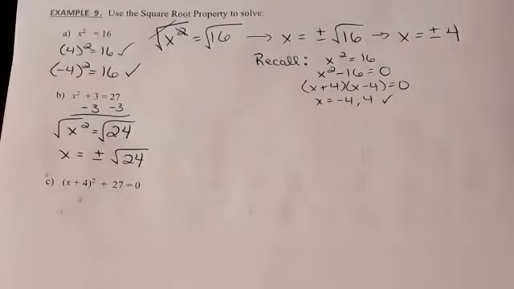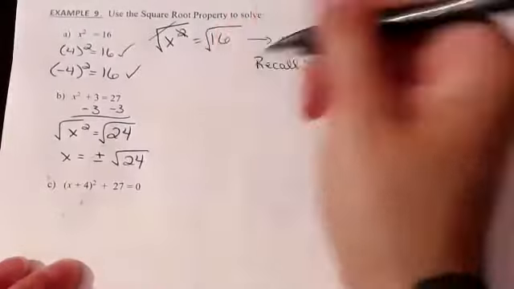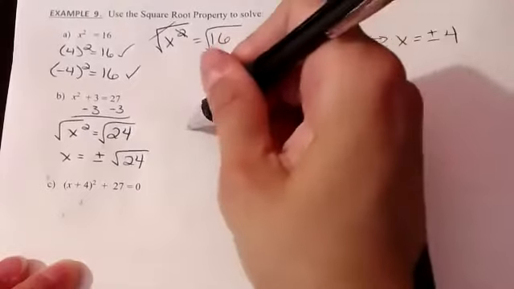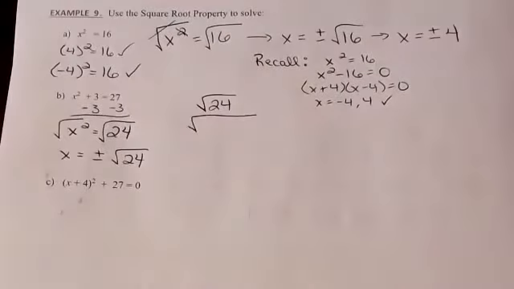But square root of 24, we don't have a perfect square for 24. We could simplify it. We could break it down, just like we learned in our last unit. And that's actually exactly what we're going to do. We're going to take the square root of 24 and break it down. We want to find a perfect square, right? Perfect squares are 1, 4, 9, 16, 25, 36. Those are all perfect squares.